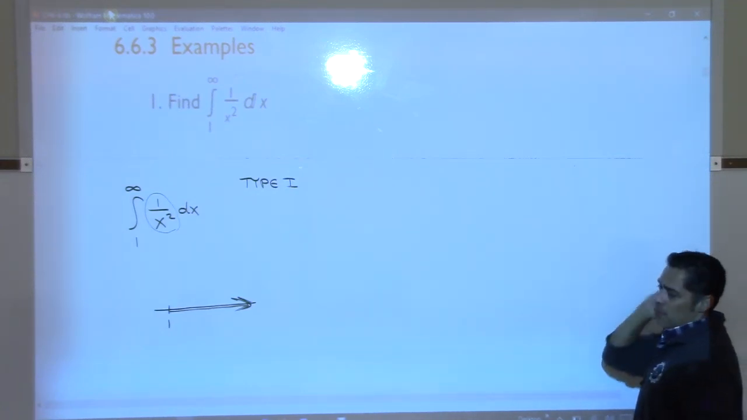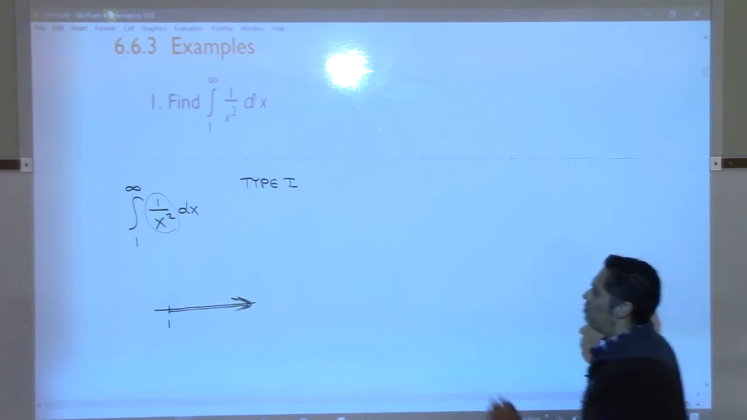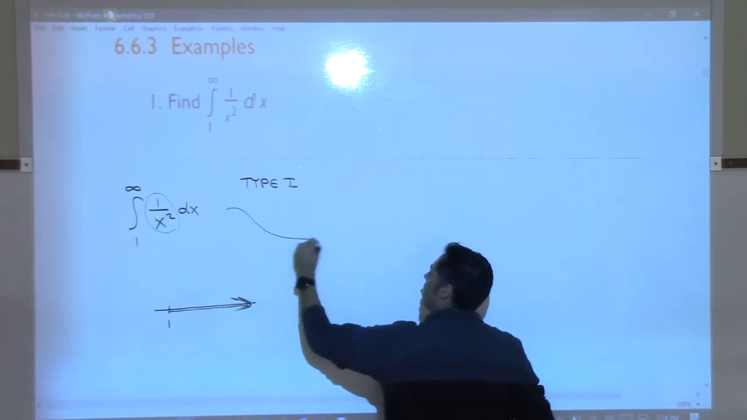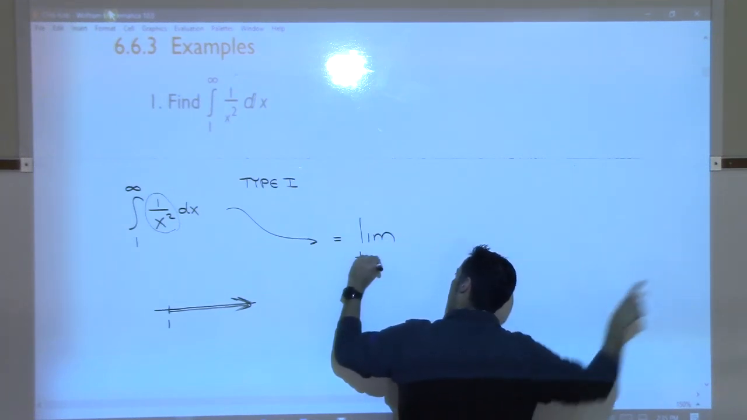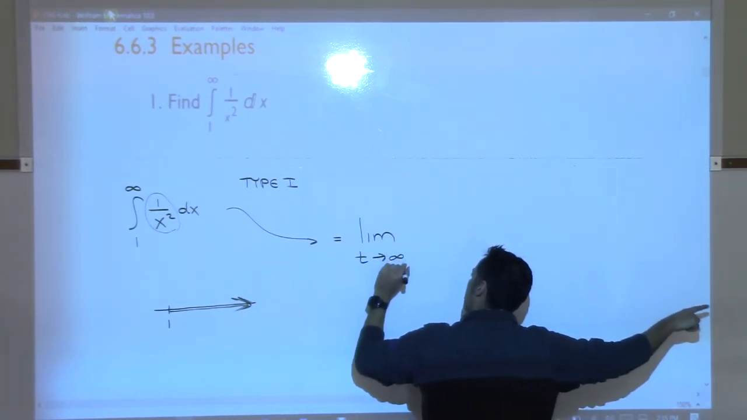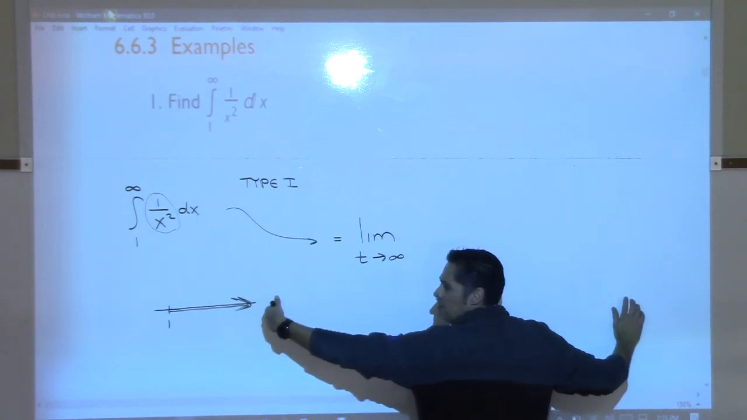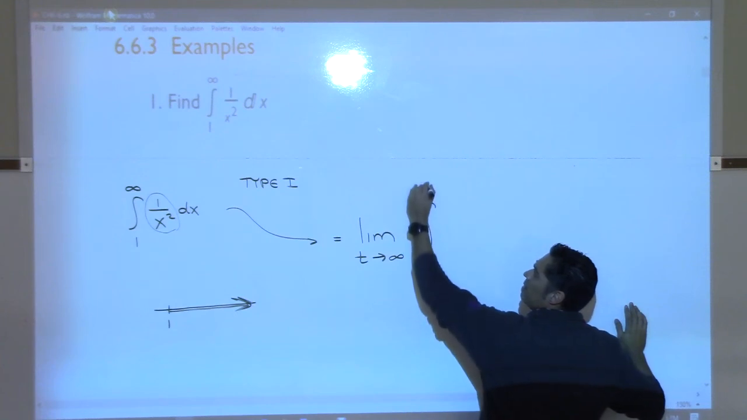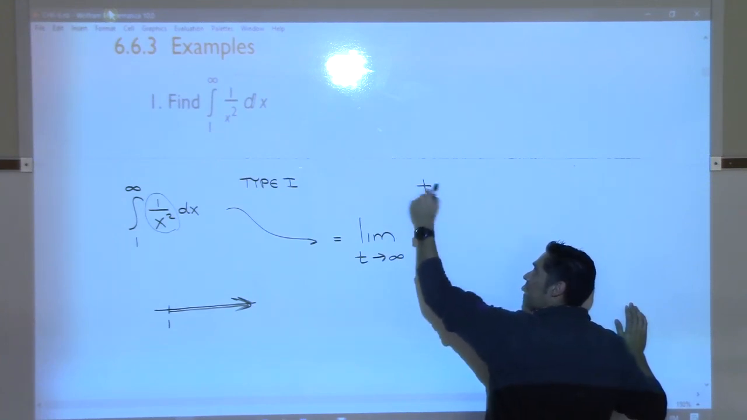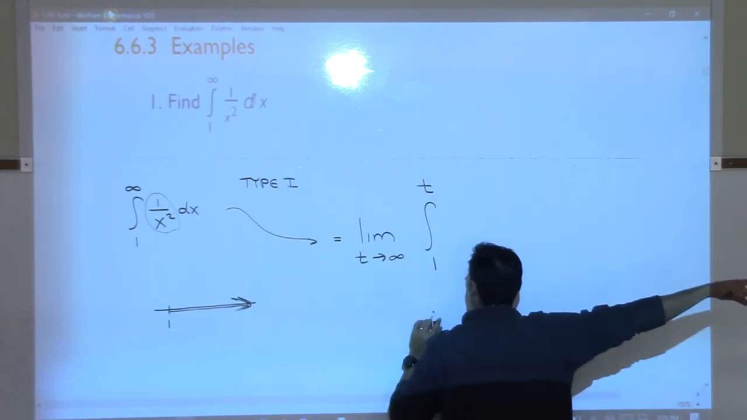So we only have type 1 here. So what we'll do is we'll say, okay, this is equal to the limit. I'm going to let t take off to infinity. And remember, t is the right endpoint, yes? So I'm going to go integral from 1 to t, right? So that's the one that's taking off, going that direction.